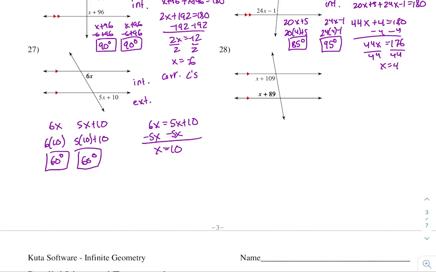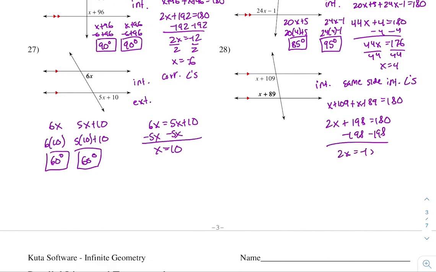And lastly, 28. These are both interior and they are on the same side. So same side interior angles. That means they add up to, or they are supplementary, which means both of these angles better add up to 180. X plus x is 2x, 109 plus 89 is 198. Subtract 198 from both sides. And we get 2x is equal to negative 18. Divide both sides by 2. X is equal to negative 9.